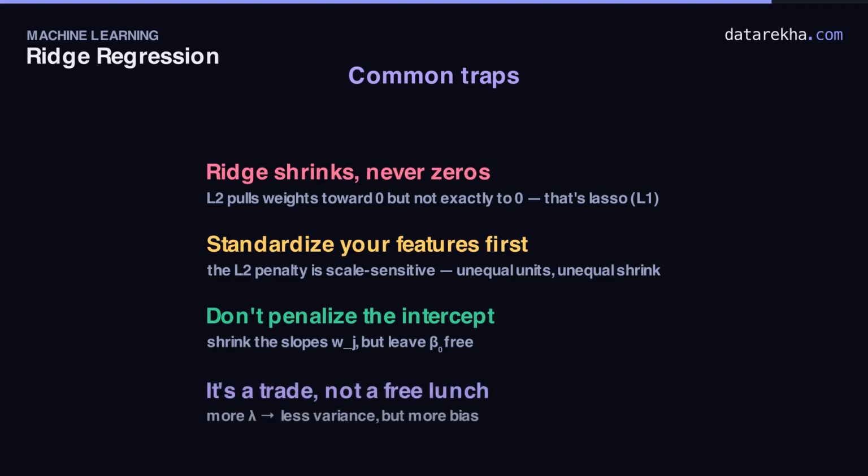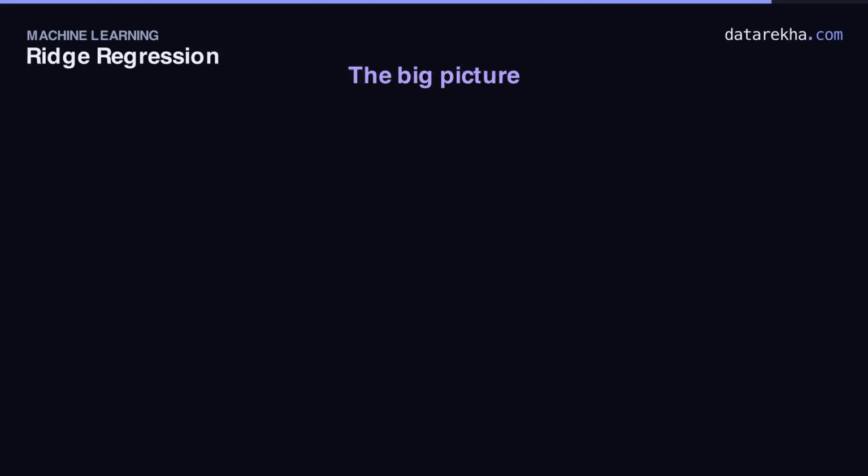And trap 4. Regularization is a trade-off, not a free win. Turning lambda up lowers variance, but raises bias. You're buying stability with a little accuracy. So choose lambda by cross-validation, not by eye.